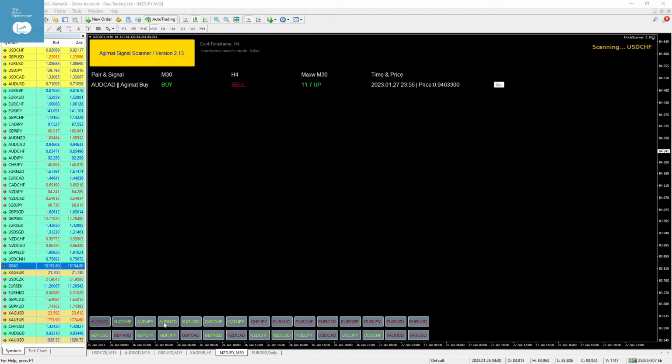So if I click through the pairs, these trends which you can see on these buttons are all for H4. If there's a pair in red, this means on this higher time frame, the H4, we have at the moment a sell trend or downtrend, and the green ones are telling us that on the H4 we have at the moment, based on the Agimat trading method and system, an uptrend.